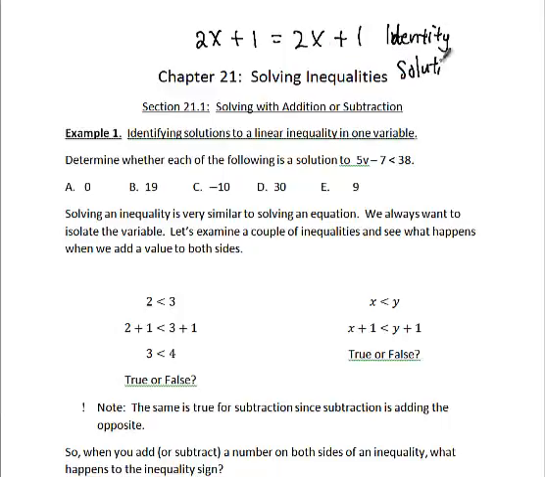Okay, so it's sort of like that. All we want is for this quantity in example 1 on the left to be less than 38, and that depends on what we use for v.